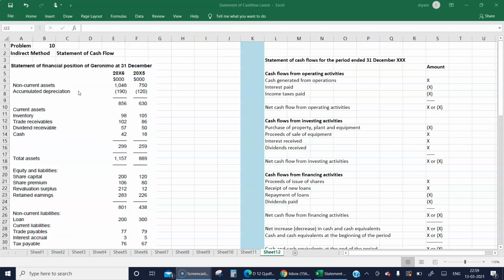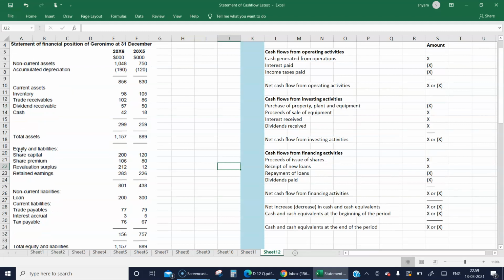Okay. So we have non-current assets, accumulated depreciation. Both are given separately, so if there's any working note, we have to do it separately. We have current assets like inventory, trade receivable, dividend receivable, and cash. Cash we have to use in the statement of cash flow as the opening and closing balance. There is also dividend receivable, which seems odd because normally it won't be there.